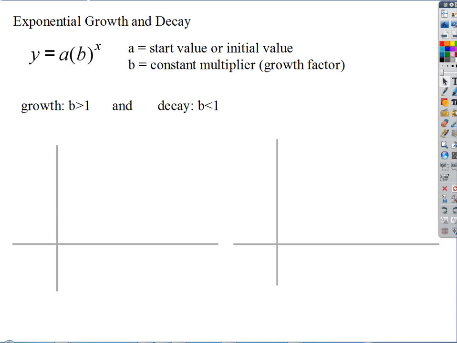Okay, exponential growth and decay. Exponential growth and decay is huge. Very, very important stuff. Very simple. Much, much easier to deal with than a lot of the more complicated polynomial stuff and radical stuff that we've dealt with earlier.